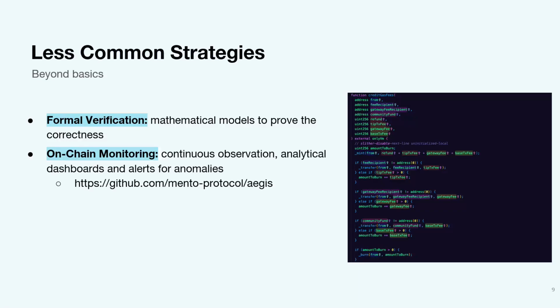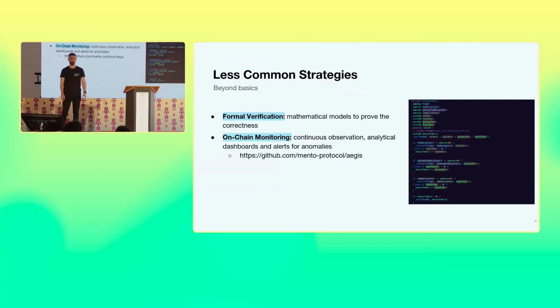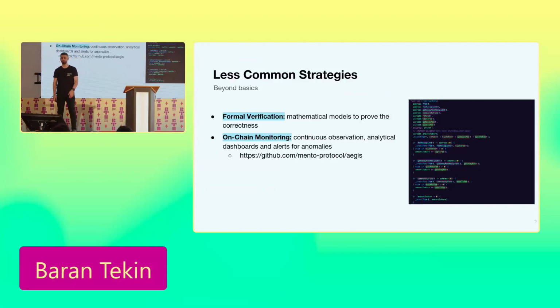Okay, one other thing that we like to do a lot is on-chain monitoring. It basically means continuously observing the state and the activities on your protocol. We mainly use two tools for this. The first one is a very popular one called Dune Analytics. You can create analytical dashboards with it. And the second one is our in-house developed tool called Aegis.